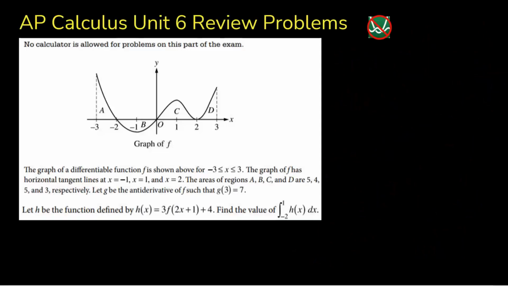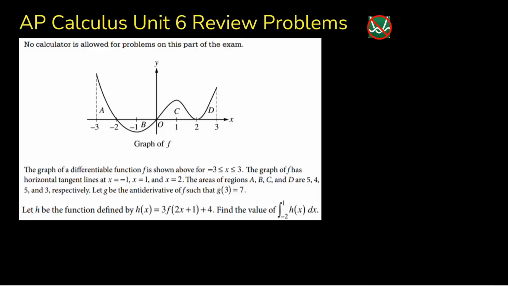So here's our next one with no calculator. The graph of the differentiable function f is shown for -3 to 3. The graph of f has horizontal tangent lines at x equals -1, 1, and 2. The area of regions A, B, C, and D are 5, 4, 5, and 3, respectively.